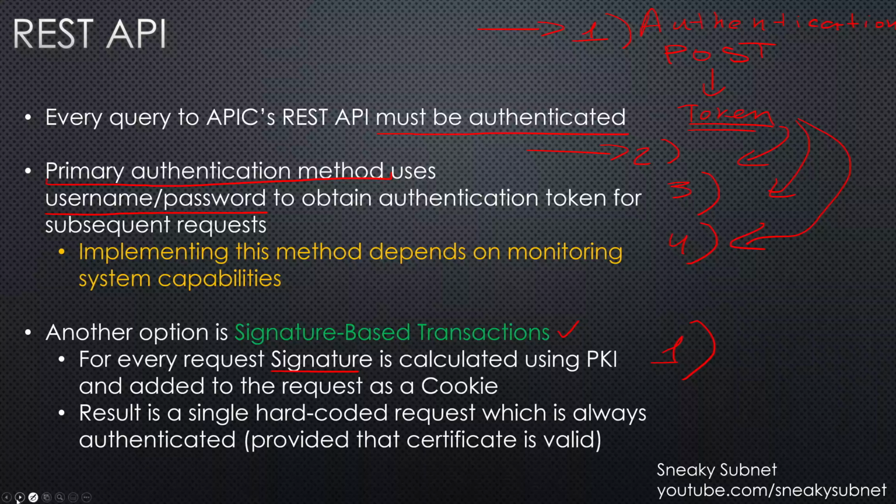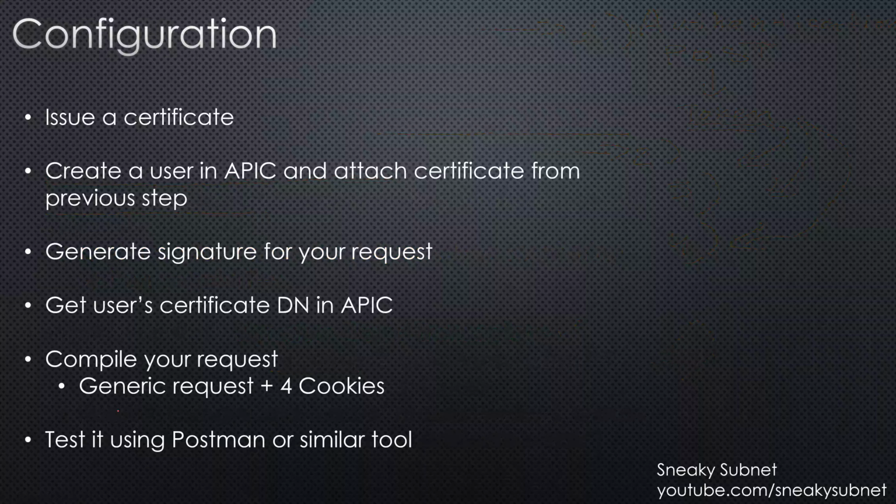So now, let's take a look at the configuration steps. So first of all, we need to issue that certificate. Next, we will have to create a user in APIC and we'll attach the certificate from the previous step to it. Next, we will generate a signature for our request. Next, we'll get the user certificate distinguished name in APIC. Next, we will compile our request. Simply put, it will consist of a generic REST API request plus 4 cookies.